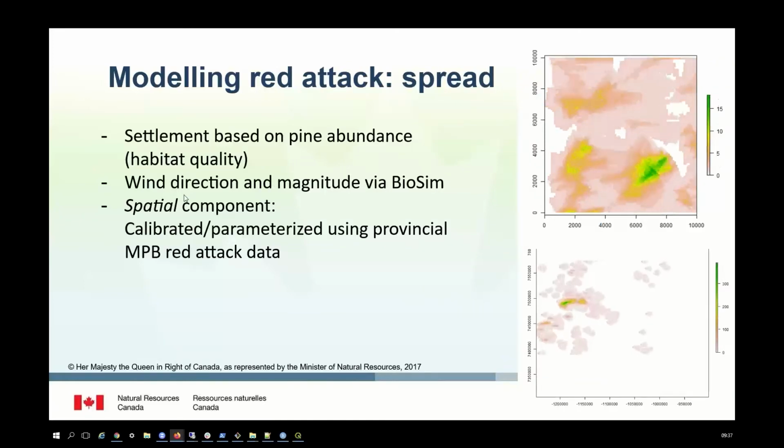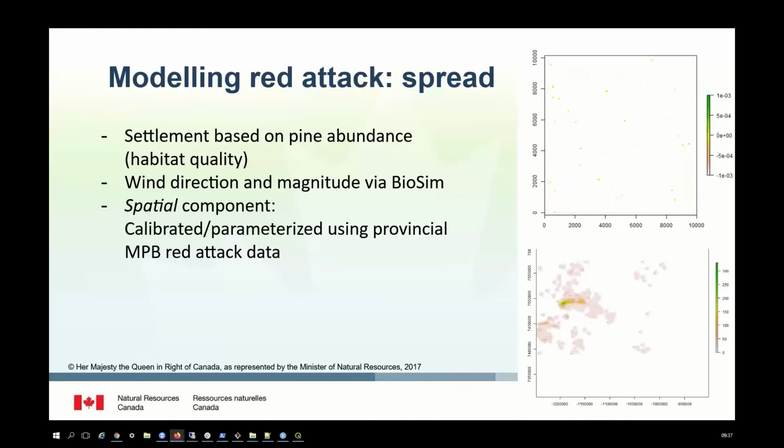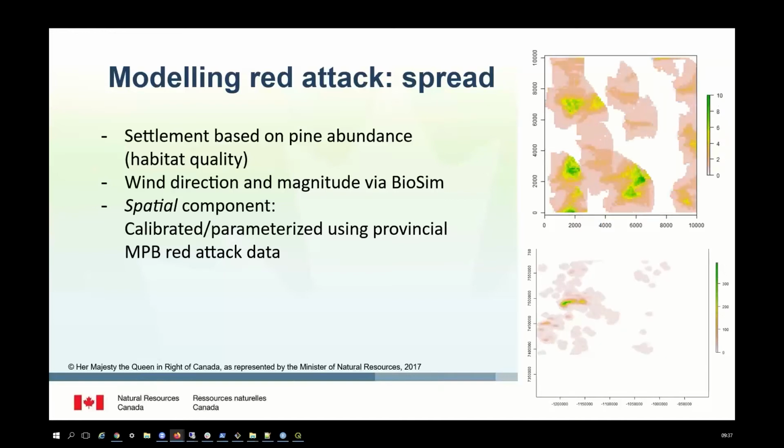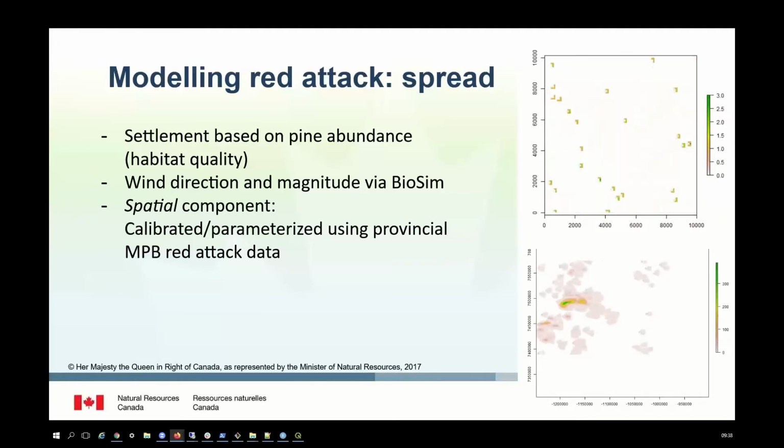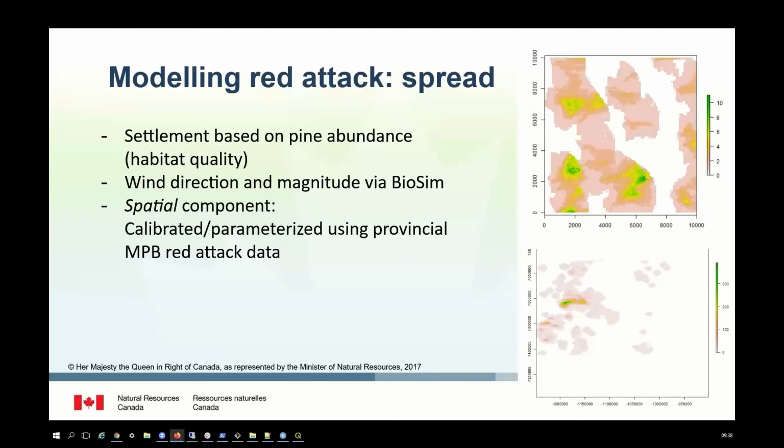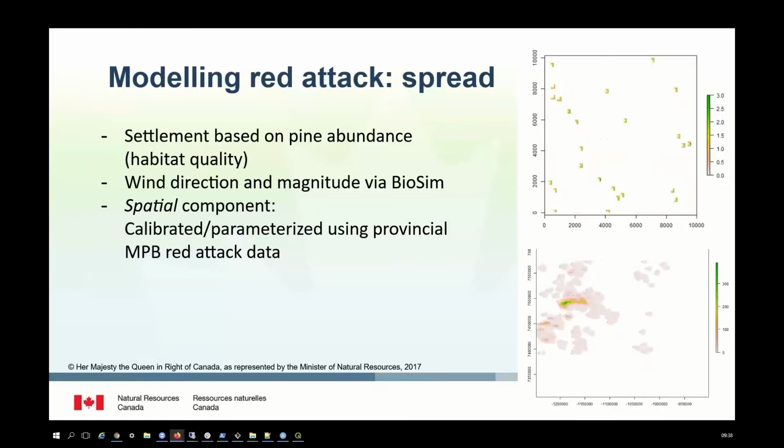When we're modeling the spread, we base it on the pine abundance, the habitat quality, so what's actually there on the landscape. We also incorporated wind direction and magnitude maps, which we also obtained via BioSIM. And then to get the spatial components, we parameterized dispersal kernels, and we calibrated those using the red attack data that we got from the province.